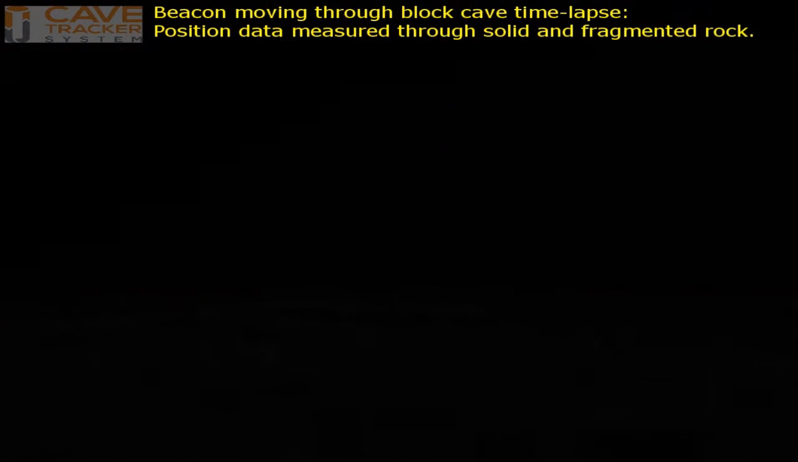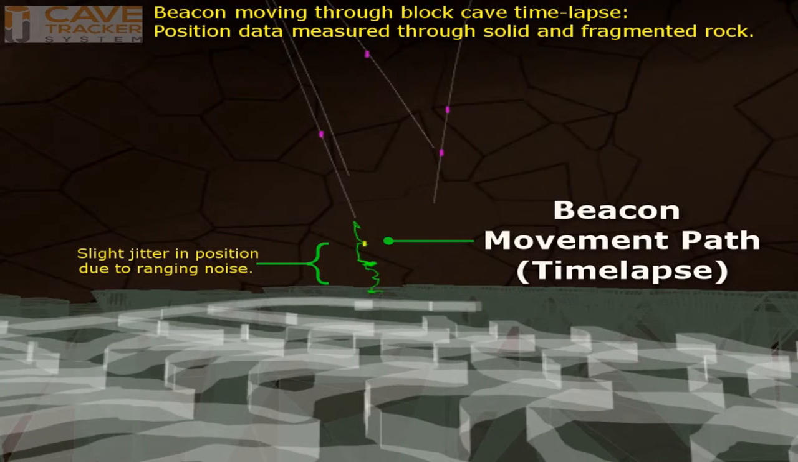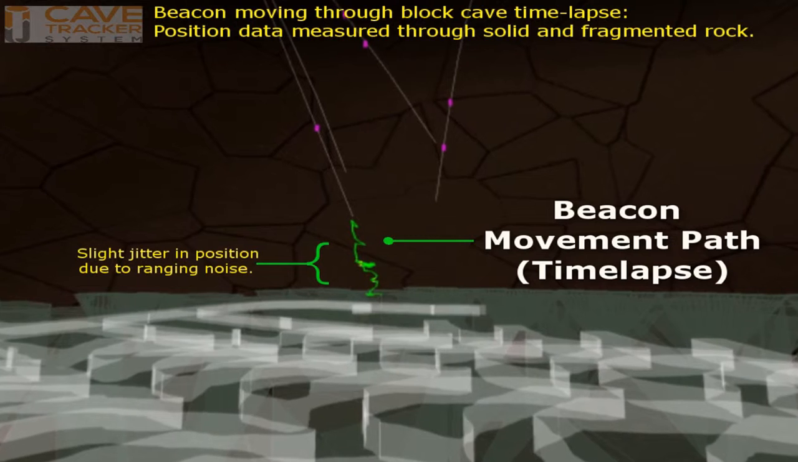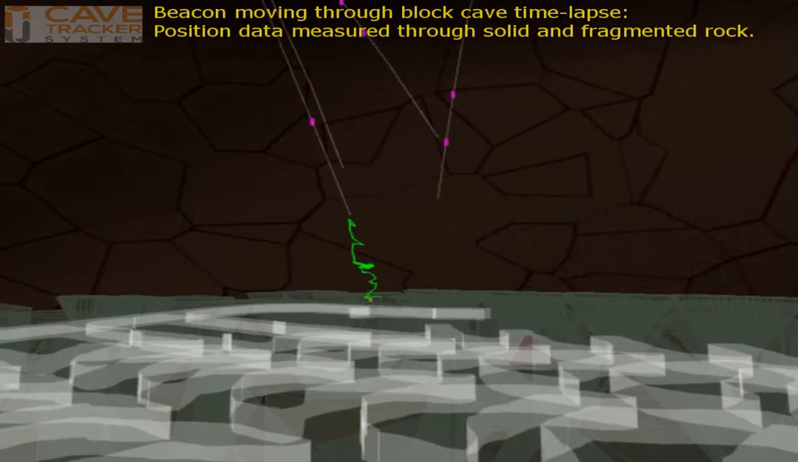But it's also important where you put the detectors, and if we had an extra detector in the extraction drive, then the jitter that you see on the way down would have pretty much been eliminated just because of the geometry of the detectors and the mathematics used to calculate the beacon position.